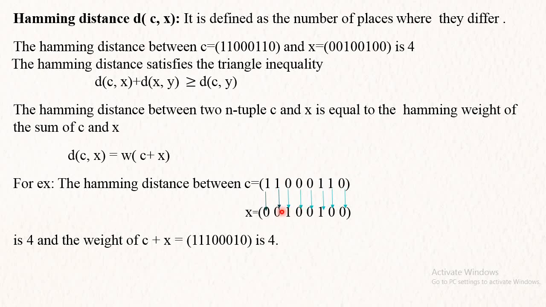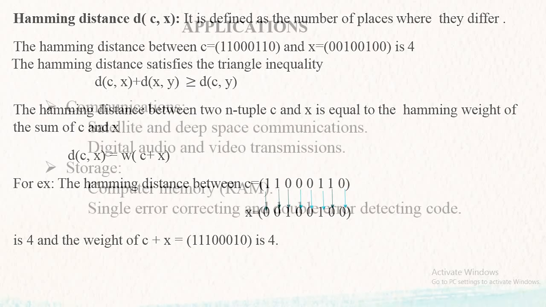Similarly for the second position, then the third position, and then for the fourth position the values are 0 and 0, which means they are the same. The next one is at the seventh position, where C has the value 1 and x has the value 0. Then we add all these values, 1 2 3 4. So how much is the Hamming distance? The Hamming distance in this case is 4.